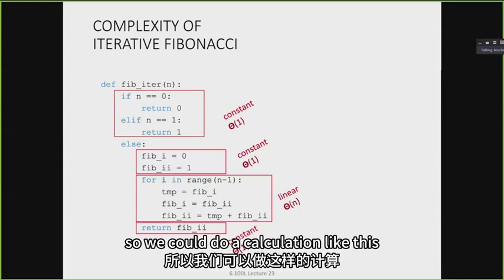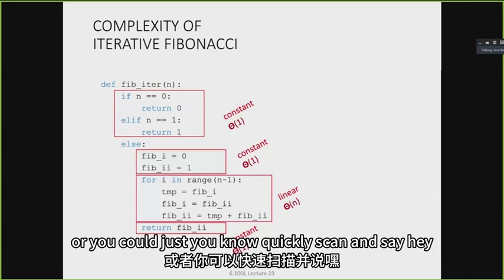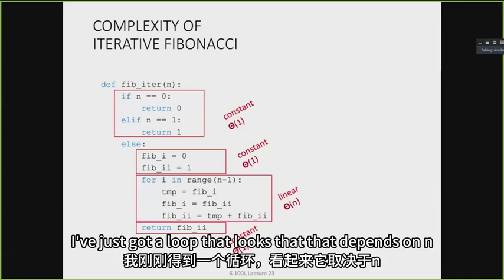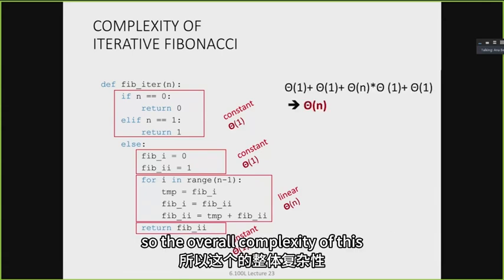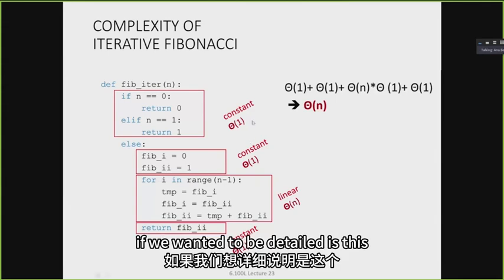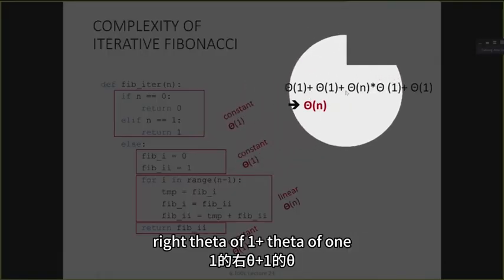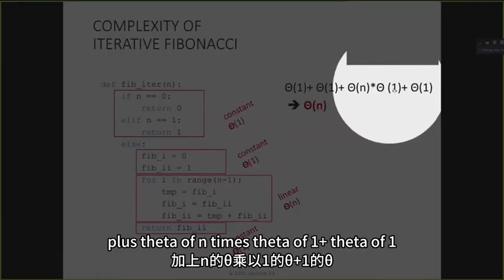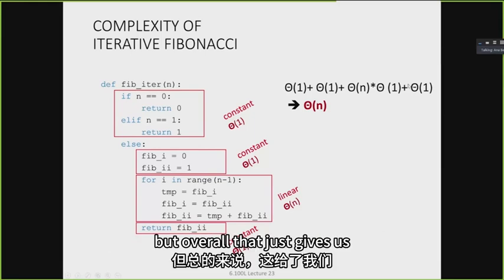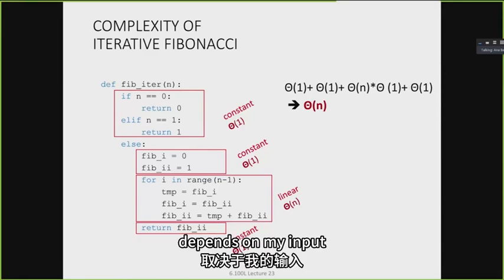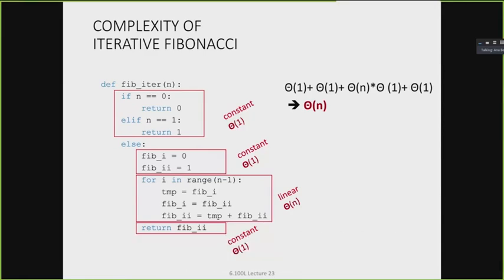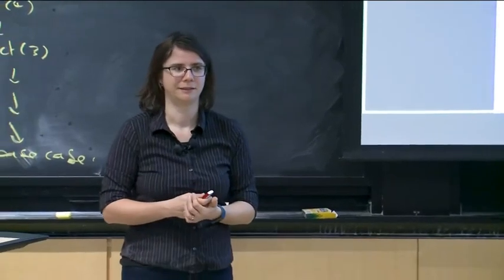So we could do a calculation like this, or you could just quickly scan and say, hey, I've just got a loop that depends on n, and that's theta of n. So the overall complexity of this, if we wanted to be detailed, is theta of 1 plus theta of 1 plus theta of n times theta of 1 plus theta of 1. But overall, that just gives us theta of n because that loop is the only thing that depends on my input. Okay, everyone all right so far?